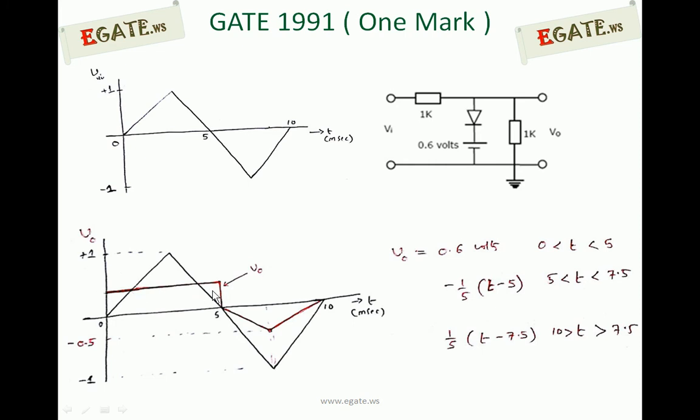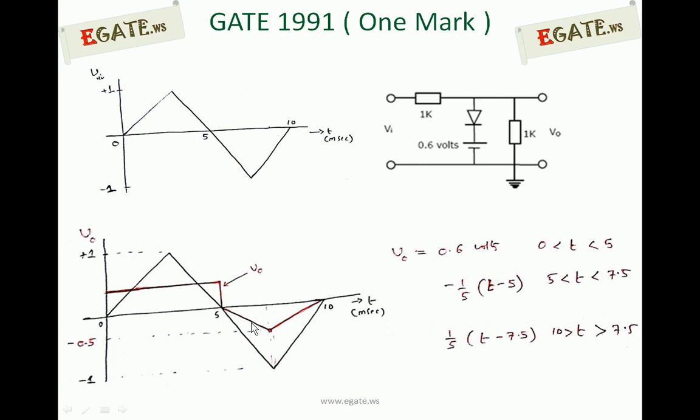The first segment is a constant voltage of 0.6 volts. The second segment is a negative going straight line whose slope is negative, and the third segment is a positive going straight line, with positive slope. So from 0 to 5 it is constant at 0.6 volts, from 5 to 7.5 it has negative slope, minus 1 by 5 into (t minus 5), and for the third segment, positive slope, 1 by 5 into (t minus 7.5). This is the output equation we can write.